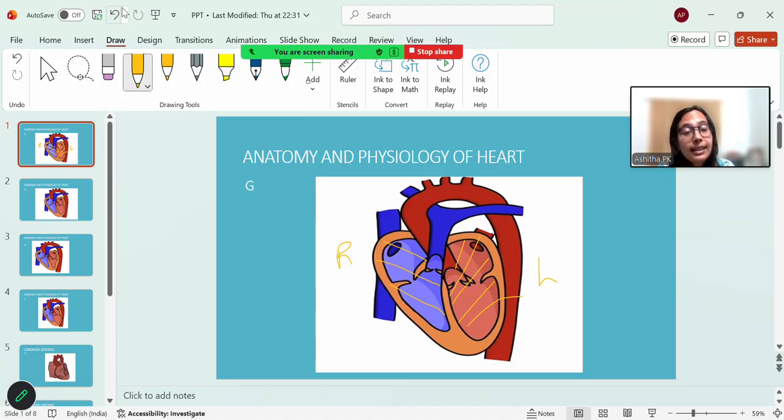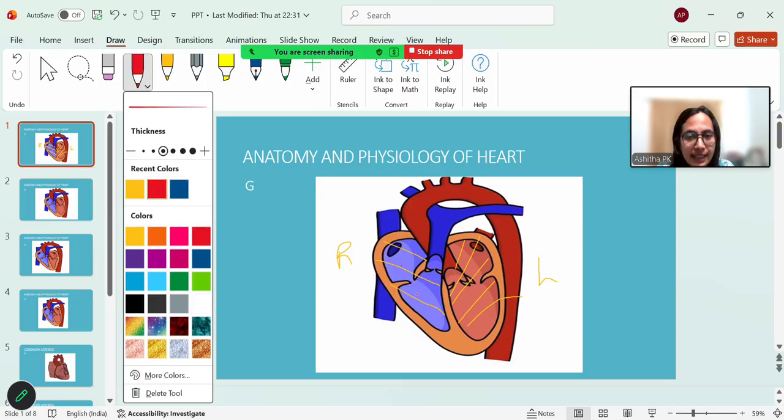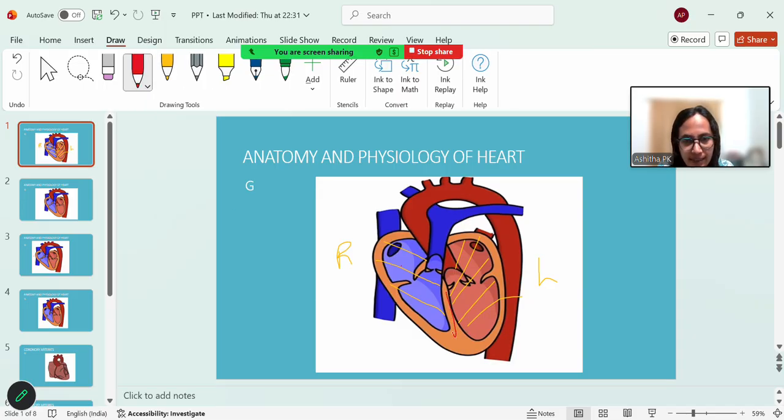Both sides are separated by a structure known as the septum. This is the septum.